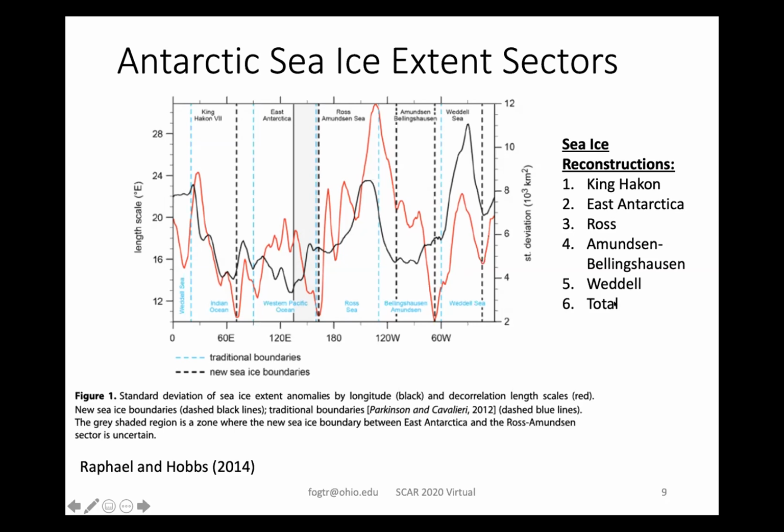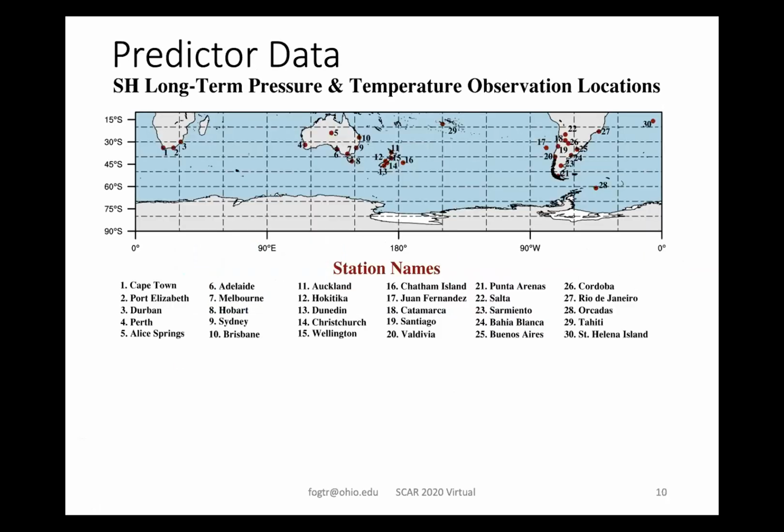And we're doing this for seasonal means. What kind of data are we feeding into our reconstructions to predict it? Our main data set is long-term temperature and pressure observations from across the southern hemisphere. And so here are 30 of those. This is our main data set. These are very long continuous measurements that go back into the early 20th century. It also includes here number 28, which is Orcadas. Orcadas is the most continuous early record south of 60 South. It goes back to 1903. So it's a really great estimate for sea ice extent near the Antarctic Peninsula.